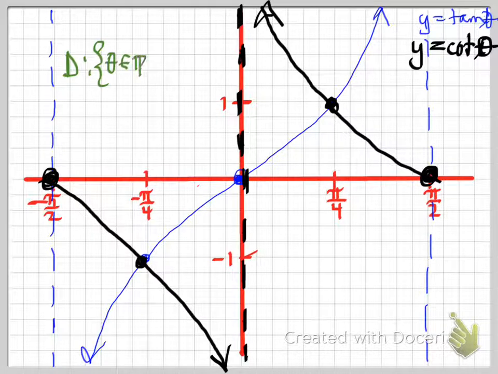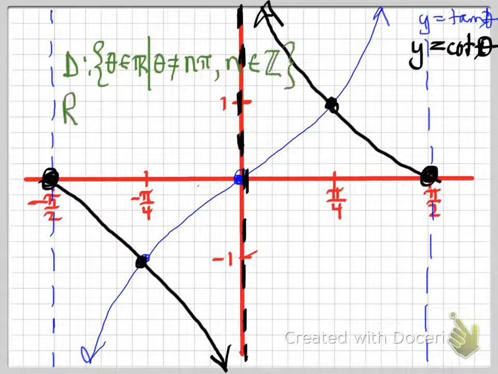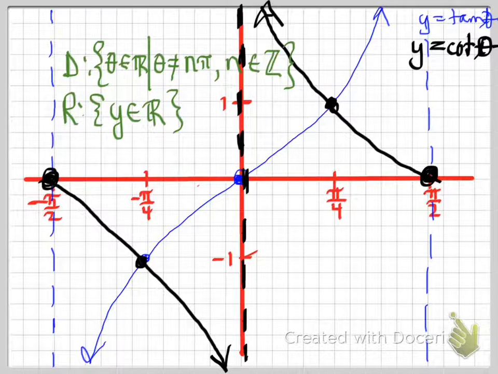Domain for cotangent is going to be theta belongs to real, such that theta does not equal n pi, where n belongs to the integers. The range will be y belongs to real. And that will be our domain and range. It'll be y belongs to real because this particular graph, if we were to continue it, would continue on the other side, looking again like a cubic function, but flipped and replaced. So it's kind of weird. But the idea is it's the actual cotangent function.